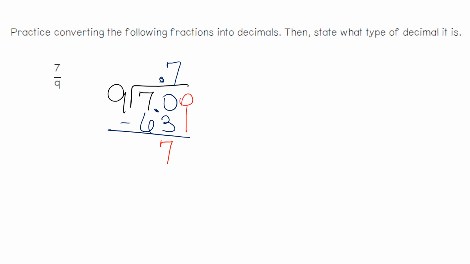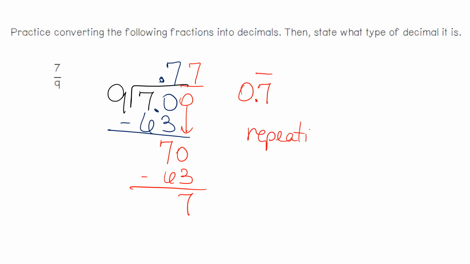Add a 0 and bring it down. 9 goes into 70 7 times. 7 times 9 is 63. And you see the pattern. So my answer is 0.7 with a repeat bar over the top because this is a repeating decimal.